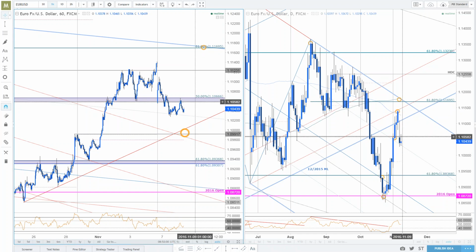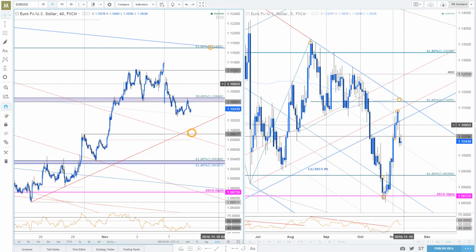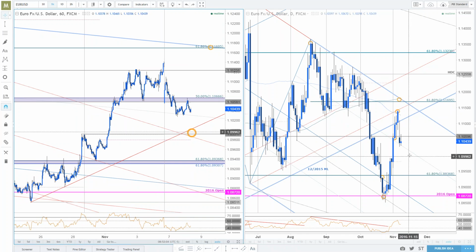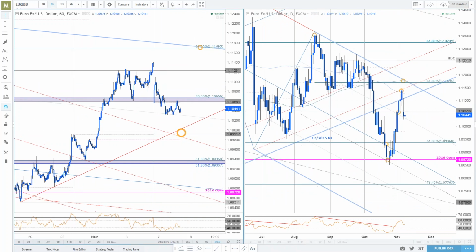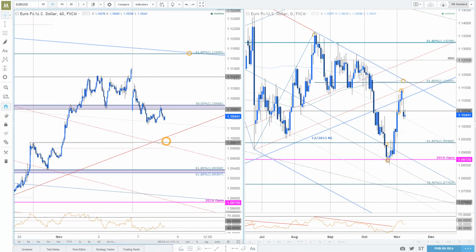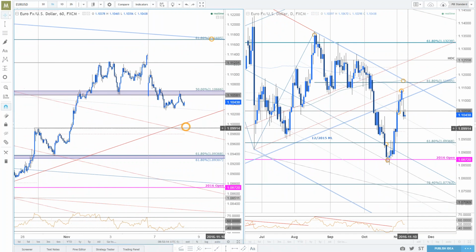From here, guys, it's elections. Don't do anything stupid heading into the release. But the levels are pretty clear. It just depends on what the initial knee-jerk reaction is in the markets as we start to get the election results underway.